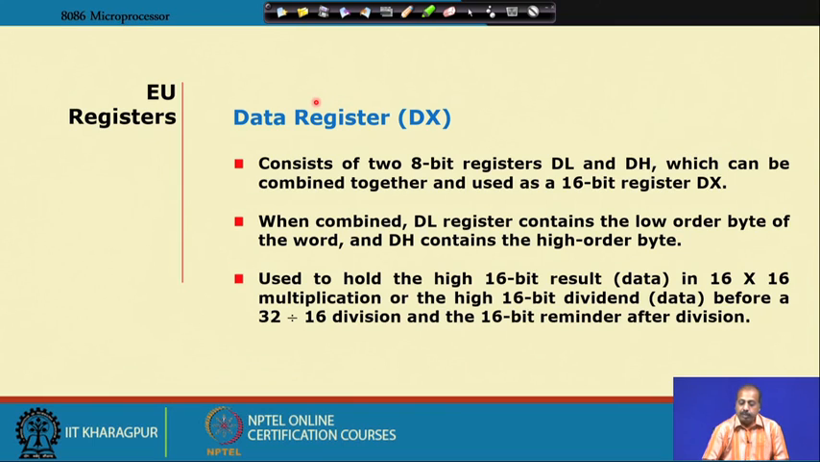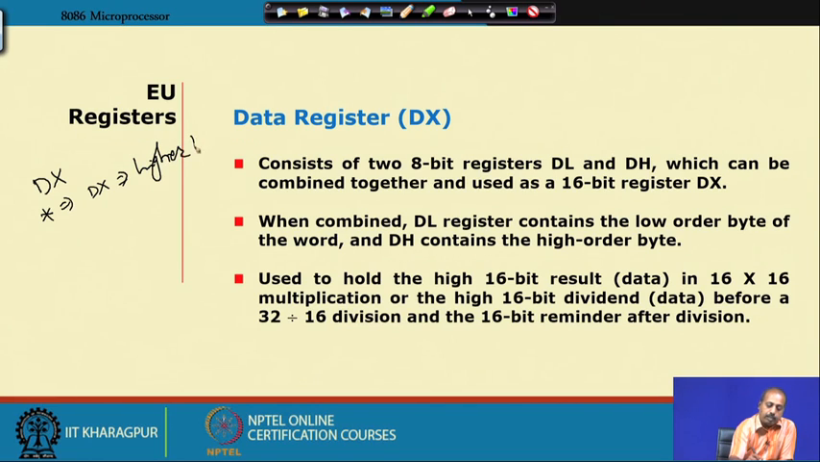Similarly, if you are doing the division operation, it holds the high 16-bit dividend before 32 by 16 division, and the 16-bit remainder after division. So, this dx register is particularly suitable for multiplication and division operations. For multiplication, dx will have the higher 16 bits, and AX will have the lower 16 bits.